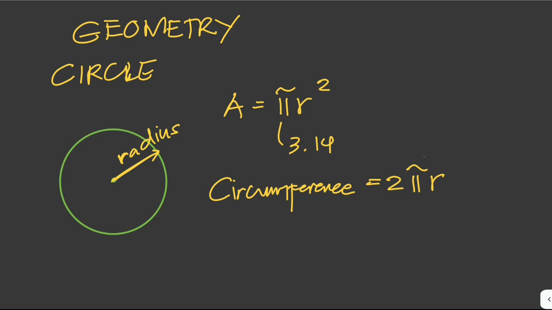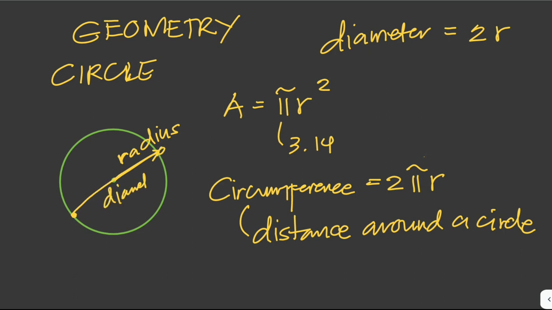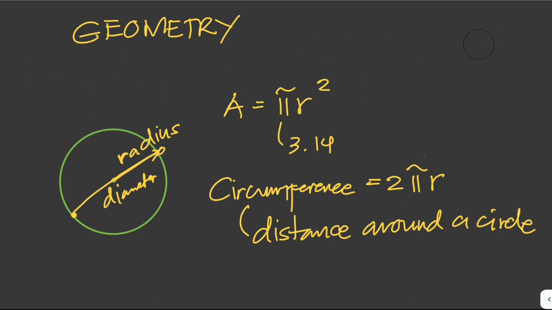Right. So circumference is the distance around a circle. Another term is the diameter. So diameter is twice the radius, so 2 times the radius. So from one point on the circle to the opposite point on the circle, that is the diameter.